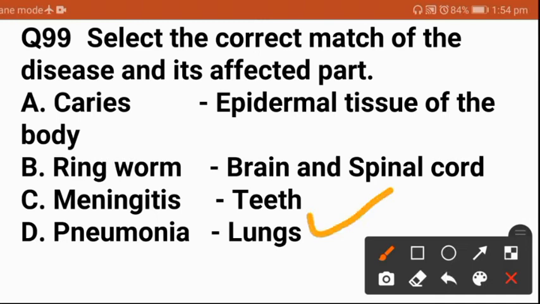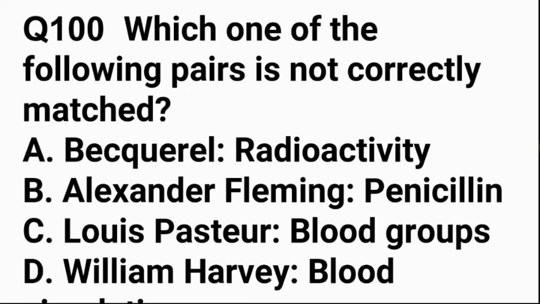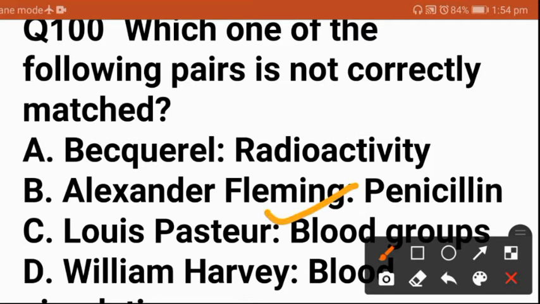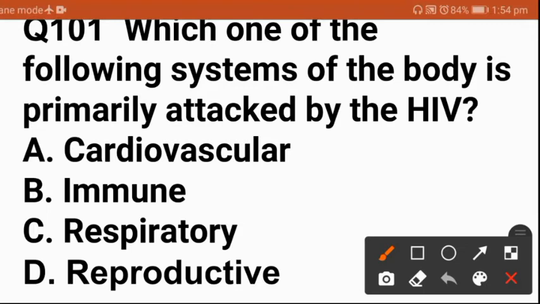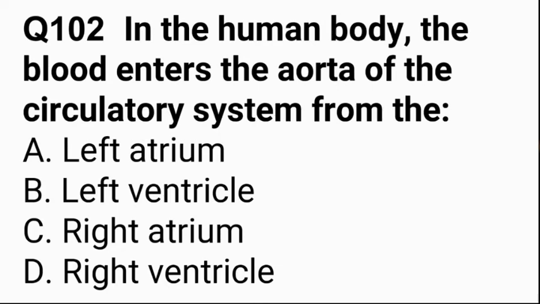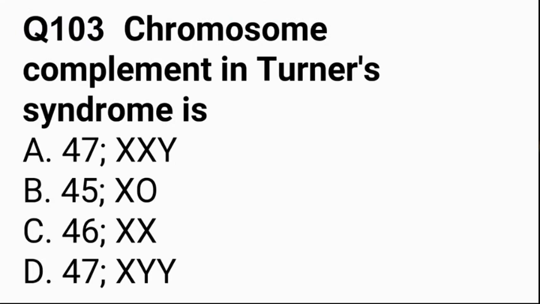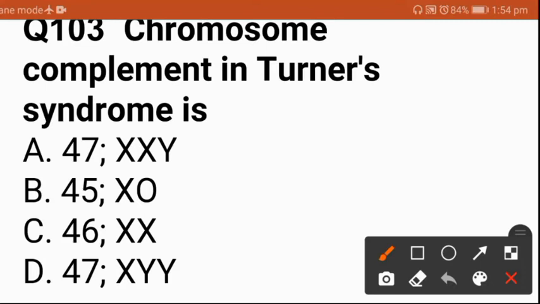Which one of the following pairs is not correctly matched? C. Louis Pasteur, blood groups. Which one of the following systems of the body is primarily attacked by the HIV? B. Immune. In the human body, the blood enters the aorta of the circulatory system from the B. Left ventricle. Chromosome complement in Turner syndrome is B. 45XO.